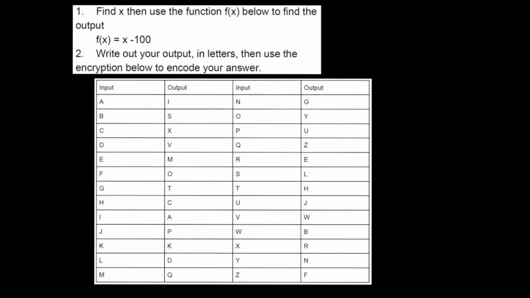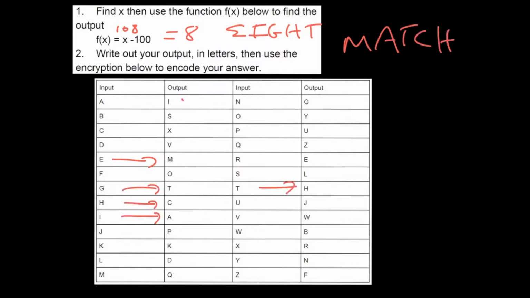However, we are asked to take our value of x, which was 108, and use the function here to convert it. So if x was 108, we use the function f(x) equals x minus 100 to give us an answer of 8. Write out your output in letters, so E, I, G, H, T. And then use the encryption below to encode your answer. So if our input is E, that's going to take us to M. So the code word then is match.